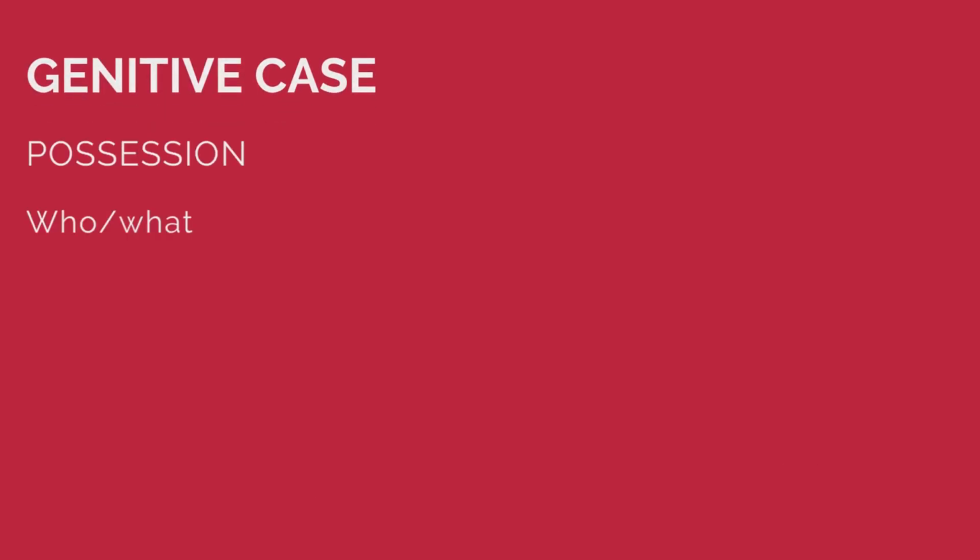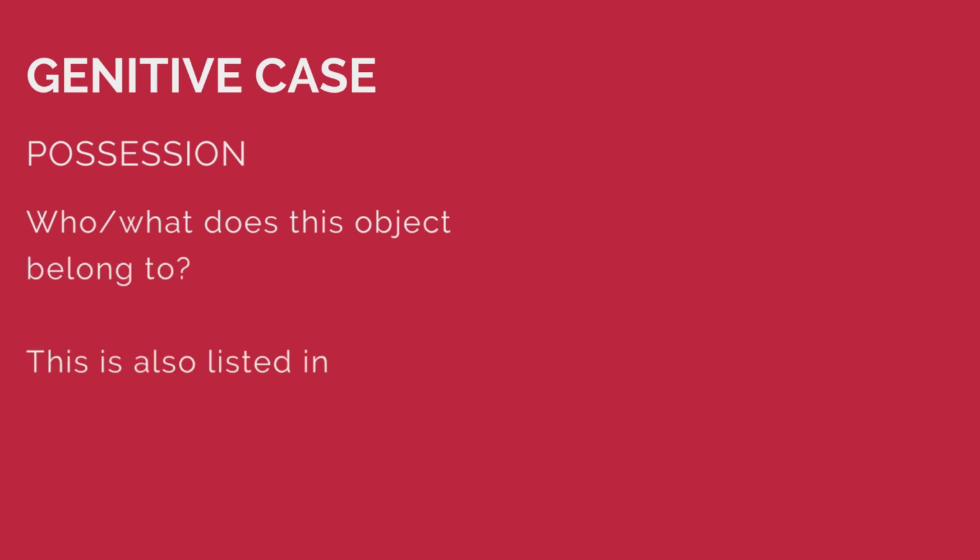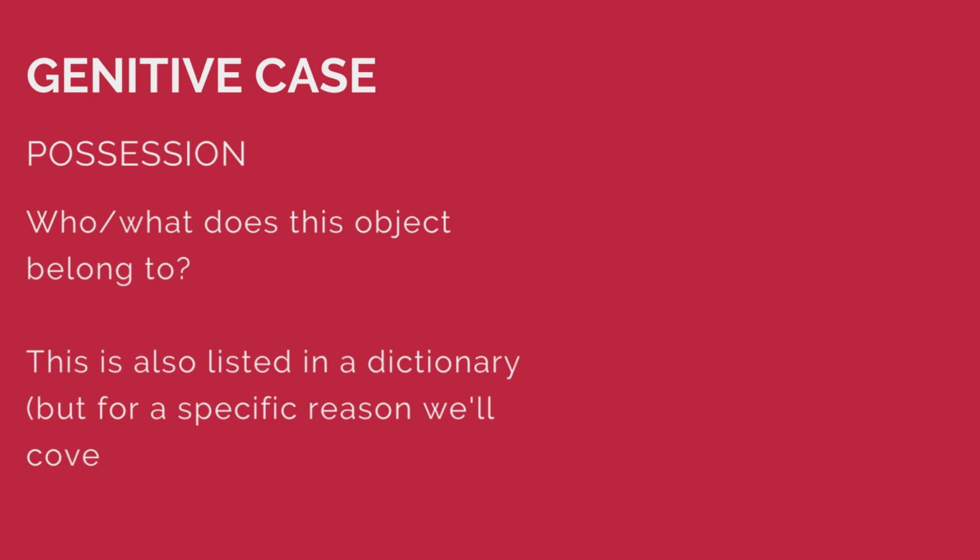What about the genitive case? Well, the genitive case shows possession, right? What does that mean? Well, you're trying to tell your listener or your audience who something belongs to. It's the possession idea. Who or what does this belong to? This is actually also listed in the dictionary, but it's for a different reason. We'll cover that in a different video. But genitive singular does actually show up in the dictionary too. But it's not really about that. It's about possession more often than not.